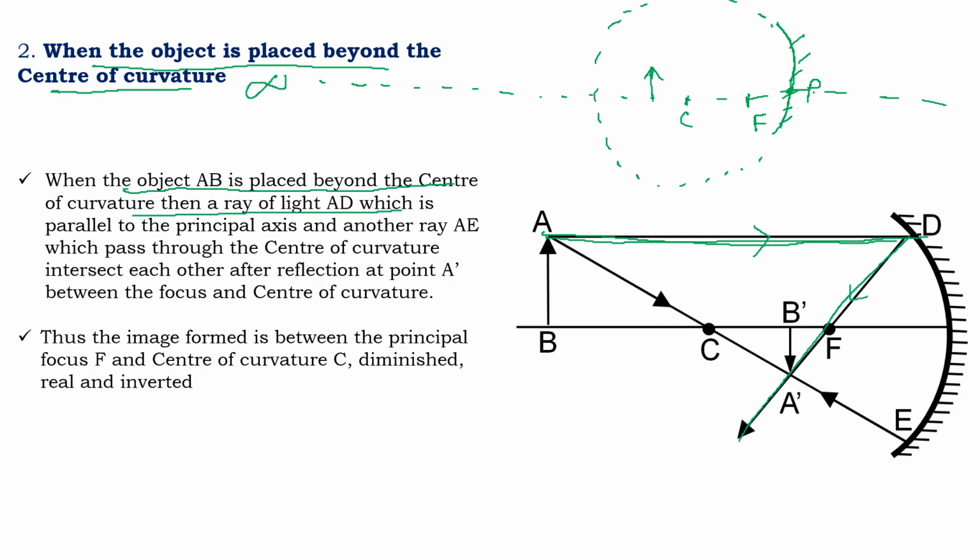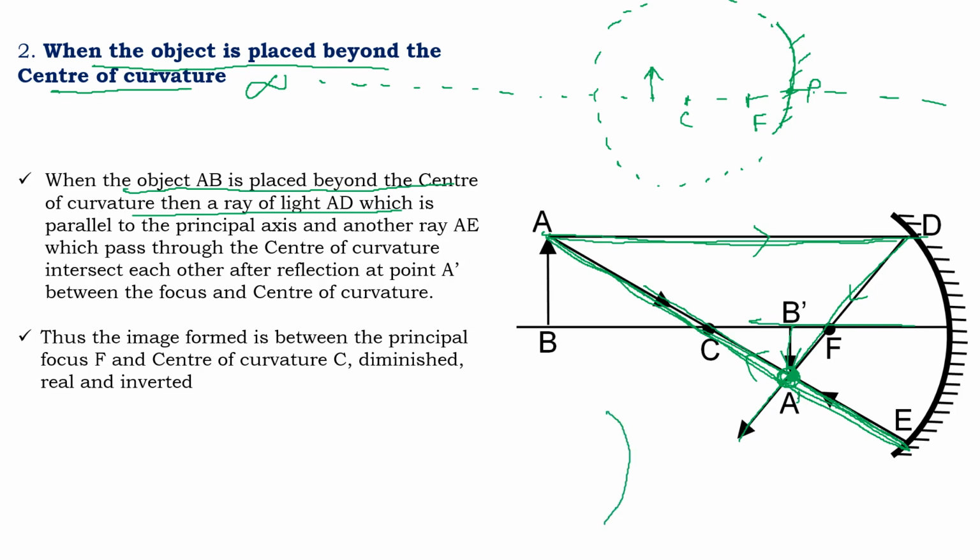And the other rule was when an incident ray is passing through the center of curvature, then it is also reflected back along the same line, isn't it? It comes along the path through C and goes back along the same path, and both rays intersect at a point. This is the point of intersection. Give it a name, A dash. Then from the principal axis, you join this, and you will get an inverted image.